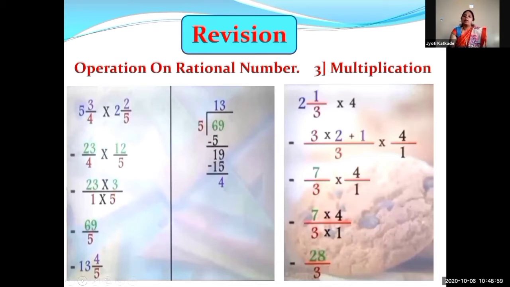Now multiplication is very simple. Multiply numerator with numerator and denominator with denominator. So 23 into 3. Why is there a 3? Because we divide that 12 by 4. 4 1s are 4 and 4 3s are 12. So we get 23 into 3 upon 1 into 5. Now 23 into 3 is 69 divided by 5. Now this one is our answer.